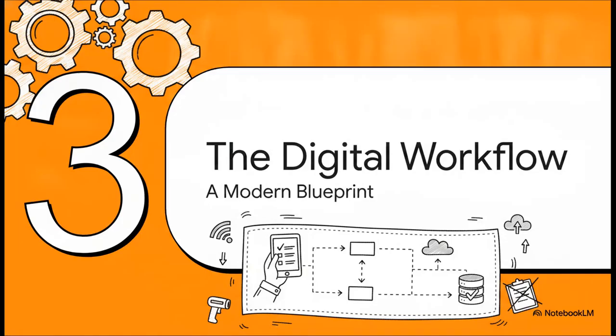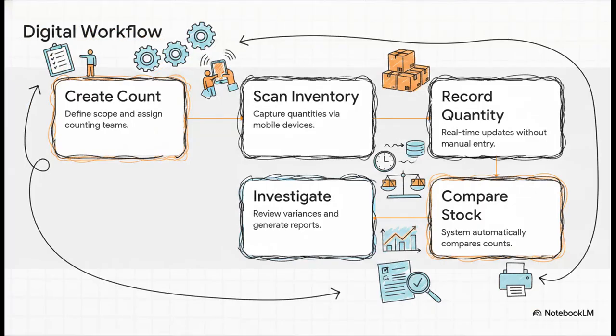Section 3. The digital workflow, a modern blueprint. This brilliantly illustrates how incredibly simple and seamless the modernized process actually is compared to the old clipboard methods. We can break the stock-taking workflow down into 5 super simple phases. First, you create and assign the scope, so allocating specific zones to your team. Second, they scan the inventory via their mobile devices.